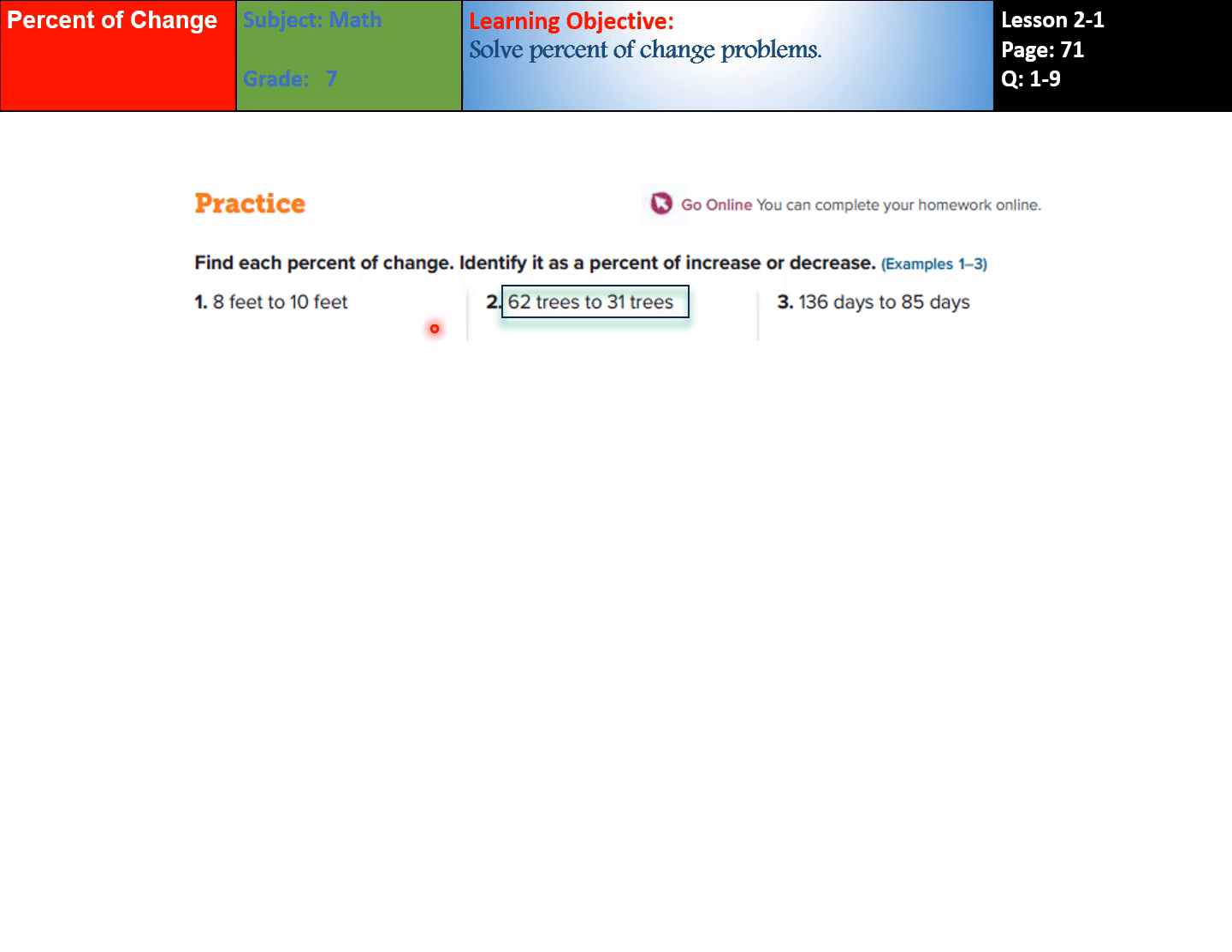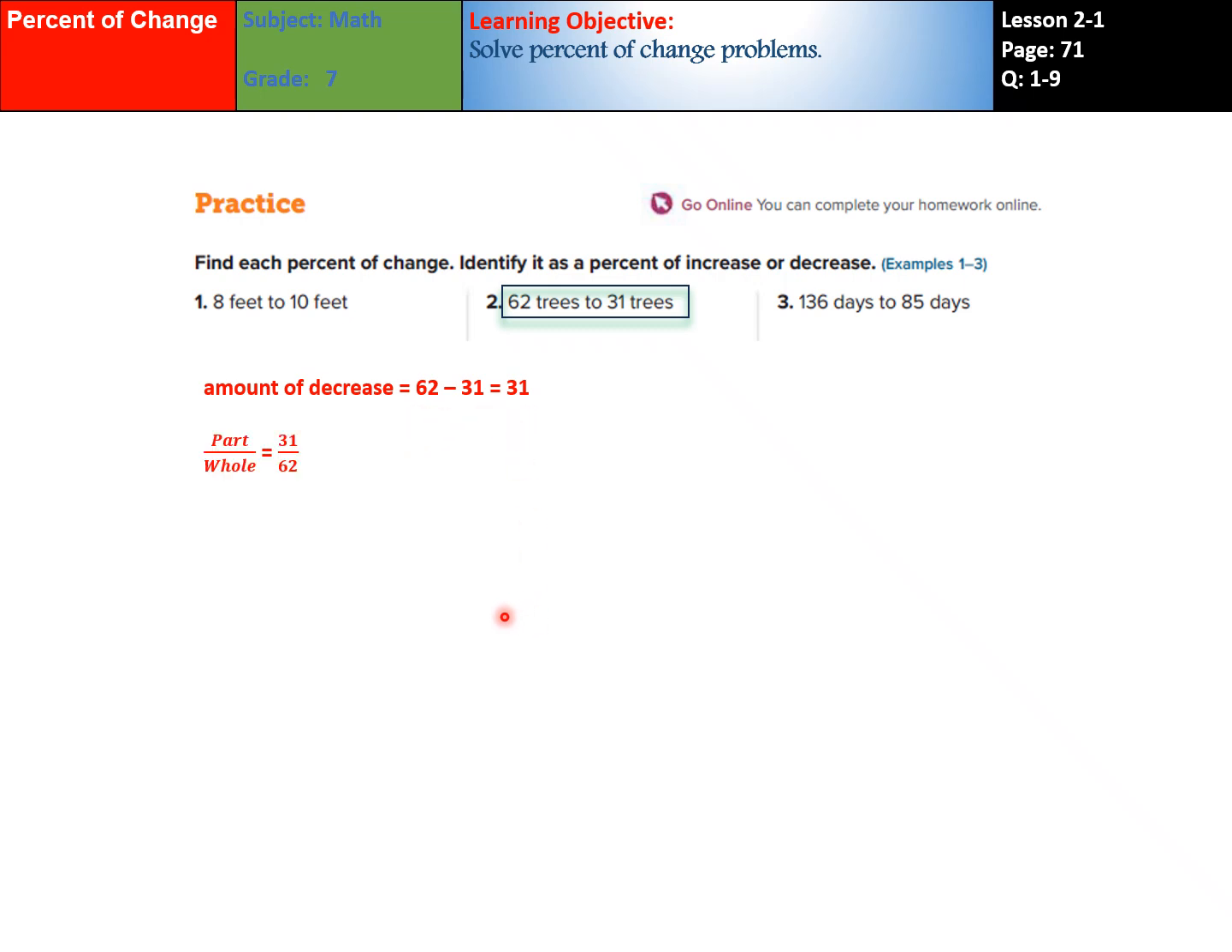Question number 2, initially it was 62, and 62 became 31. Now, what is the amount of decrease? Now see, the first number was bigger, the second is smaller. It means here it decreased. Whether the first number is small or big, in subtraction we always keep the bigger number first. So now 62 minus 31 is 31.